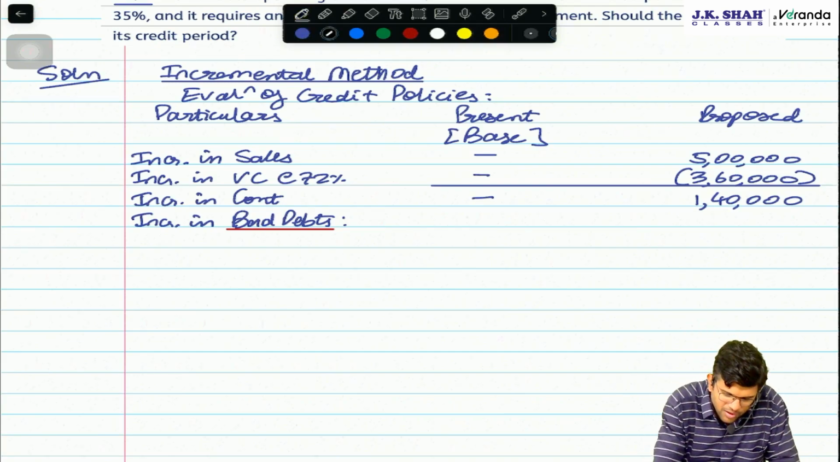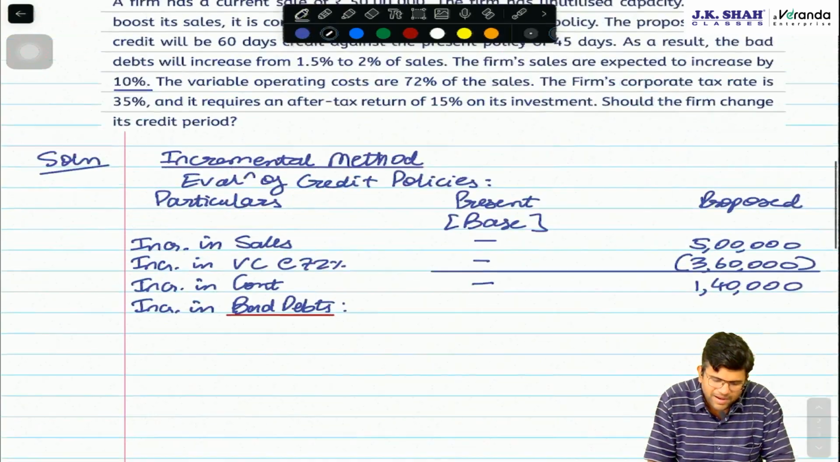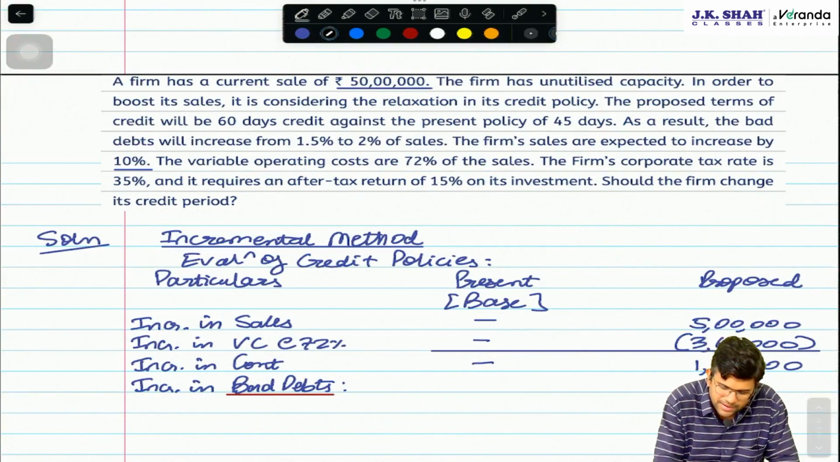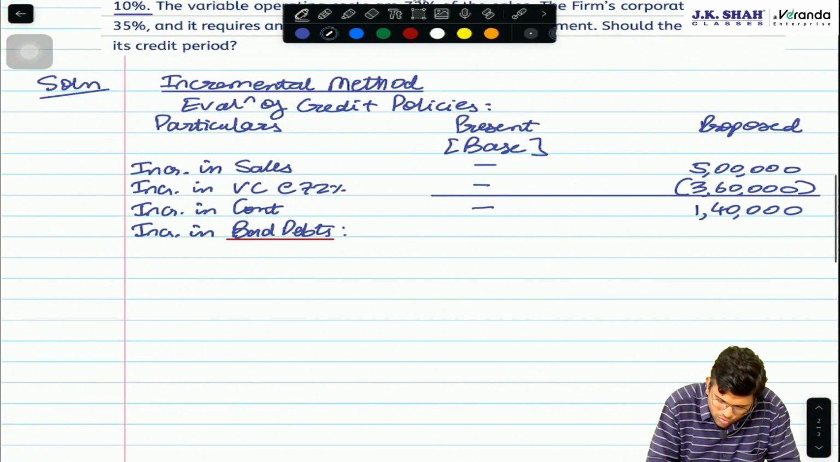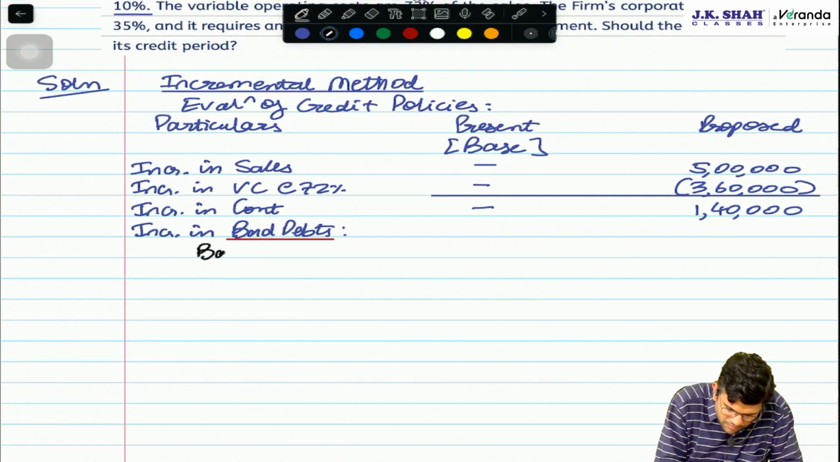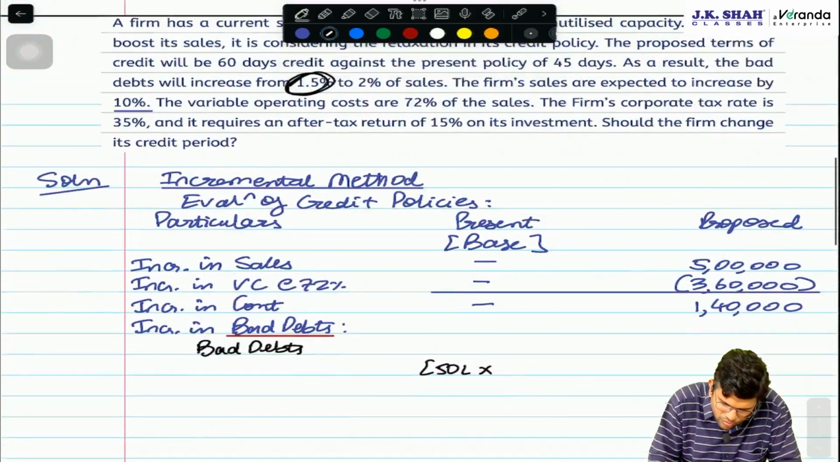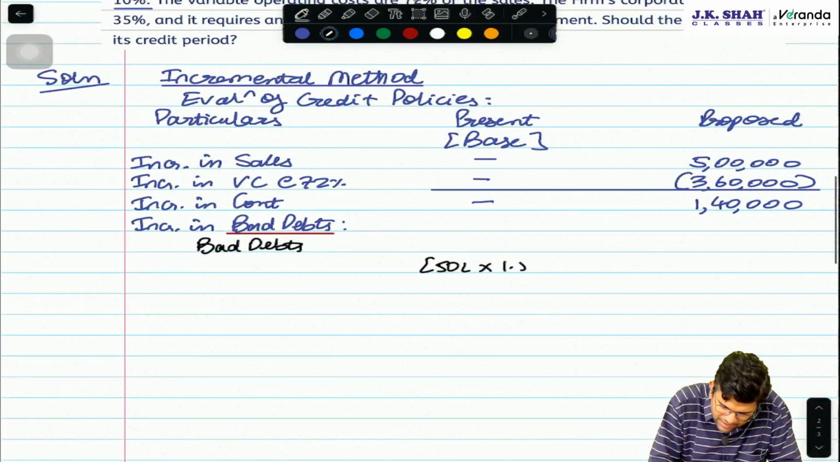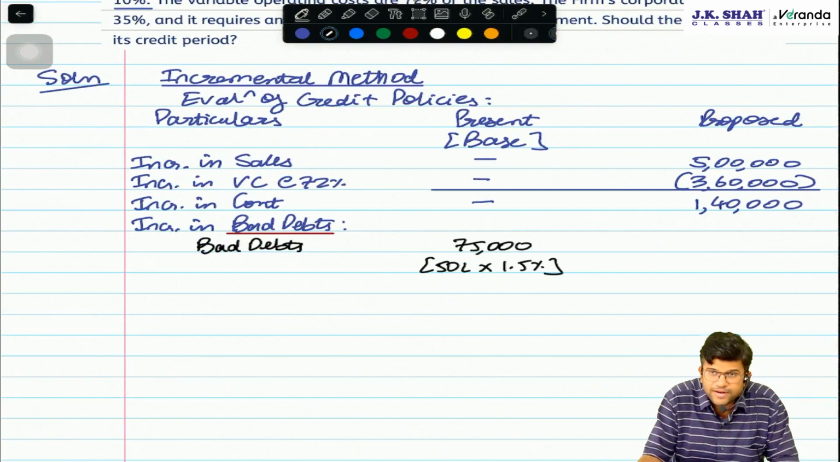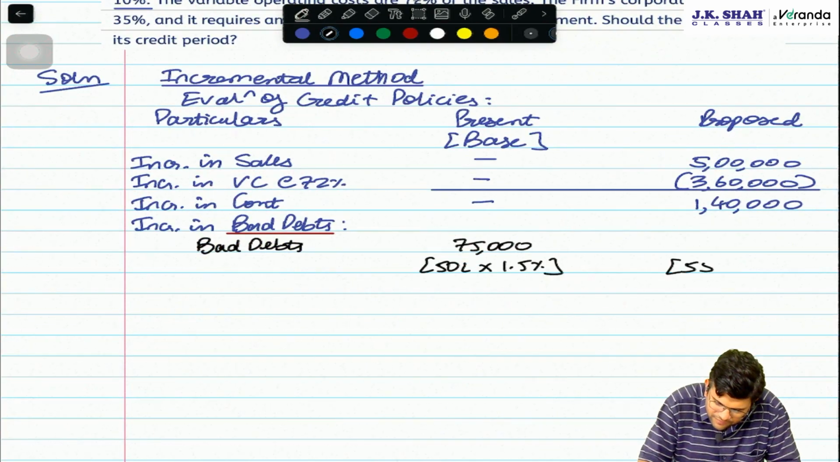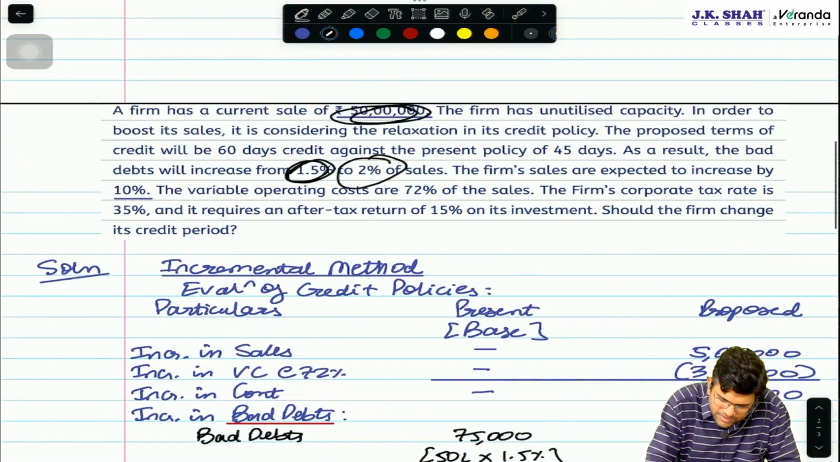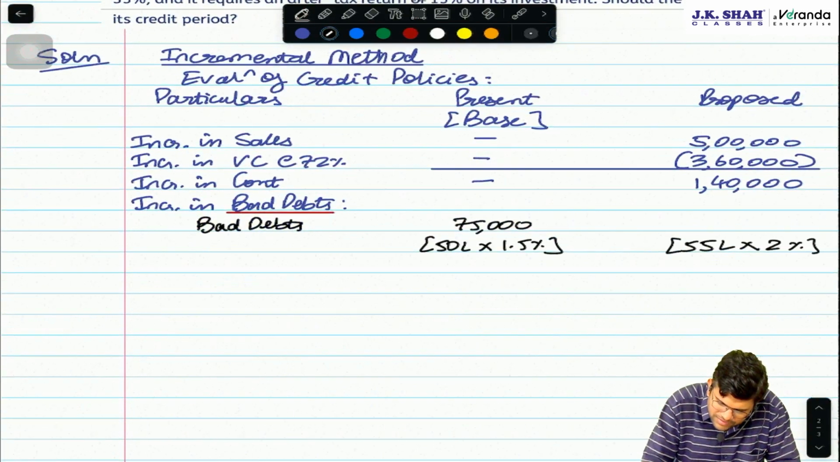Let me explain. What would be the original bad debt of plan A or present policy? It is 1.5% of the sale of 50 lakh, correct? So I will write here normal bad debts. This is 50 lakh into 1.5%. And if you remember, this will come to 75,000, correct? And as far as proposed is concerned, it is 55 lakh into 2%, correct? 55 lakh into 2%. And this comes to 1,10,000.